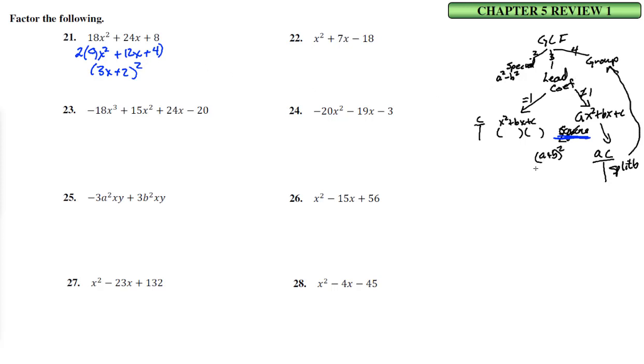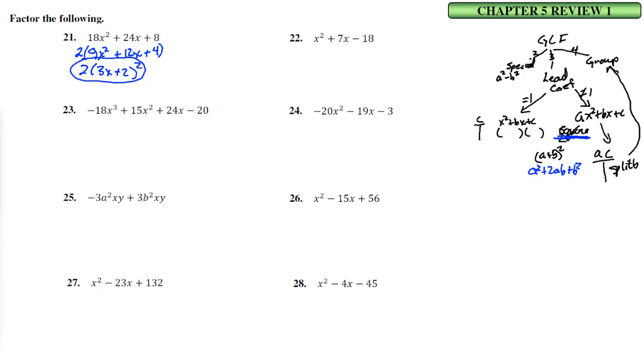Remember, what is the pattern? A squared plus 2ab plus b squared. When you multiply all that out, we have to look to see if this middle term, 12x, is 3 times 2 doubled. 3 times 2 is 6, doubled is 12. It works, and that 2 just floats. So that's how you do perfect squares.